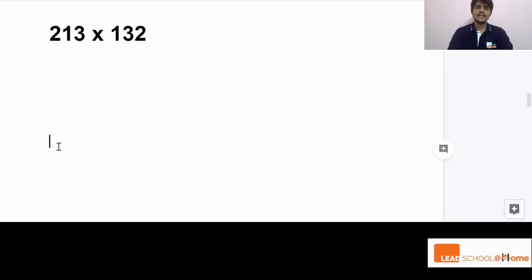213 into 132 is the question that we are trying to solve. The first step is we are going to draw the place value table.